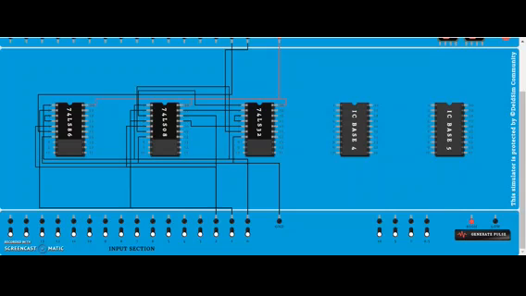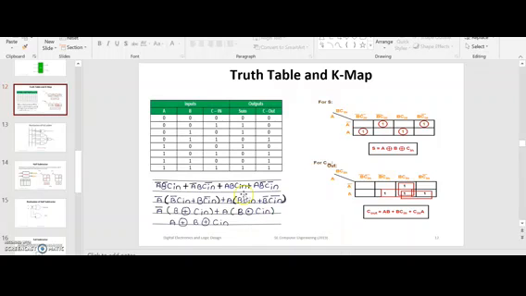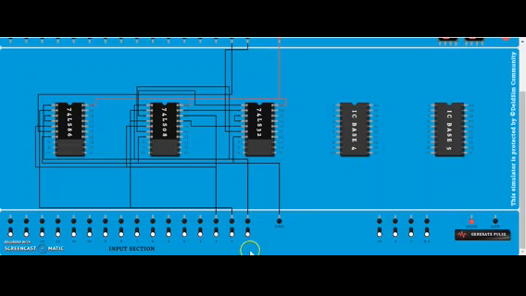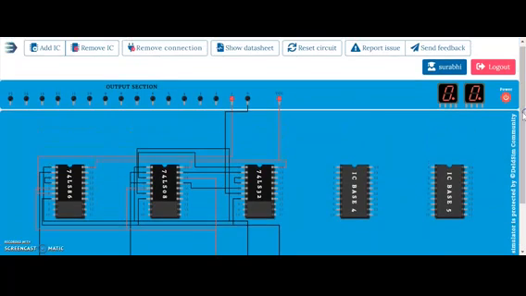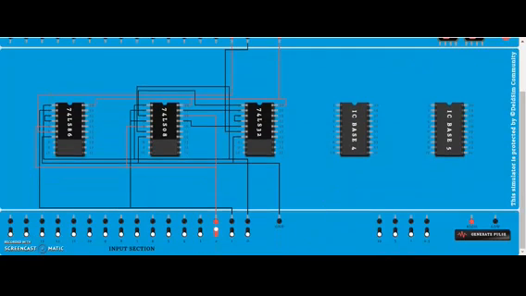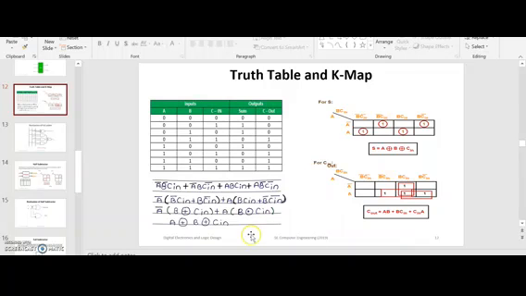Now if we check another combination, A and B we will give as 0 and we will give C in as 1. So we'll check whether it is showing the sum as 1. So this is A, this is B and this is C in. I will turn it on and see, it is showing the sum as 1. And now we will check one for sum and carry 2.